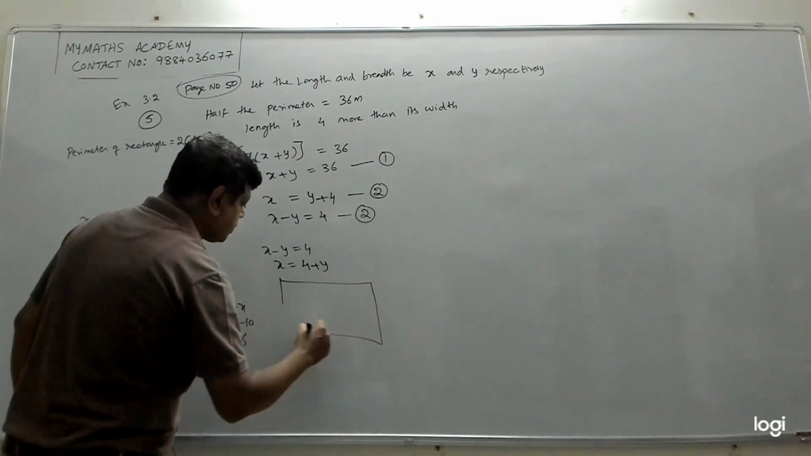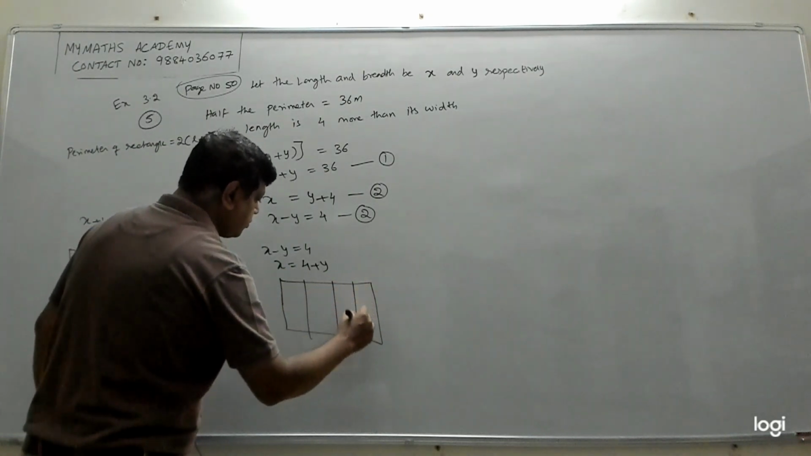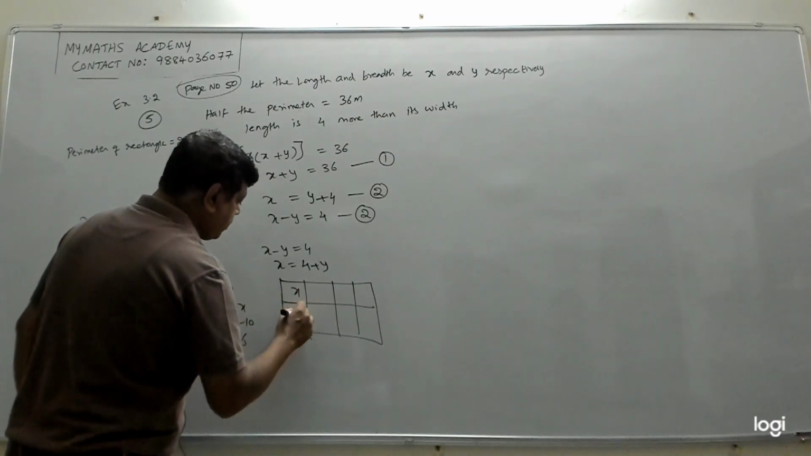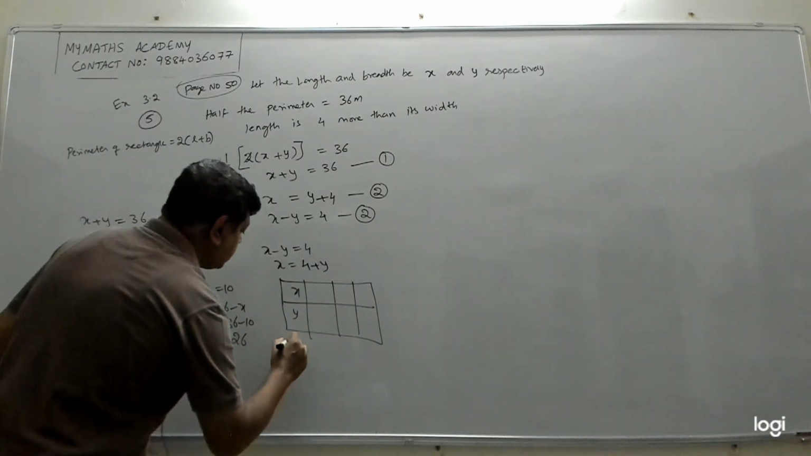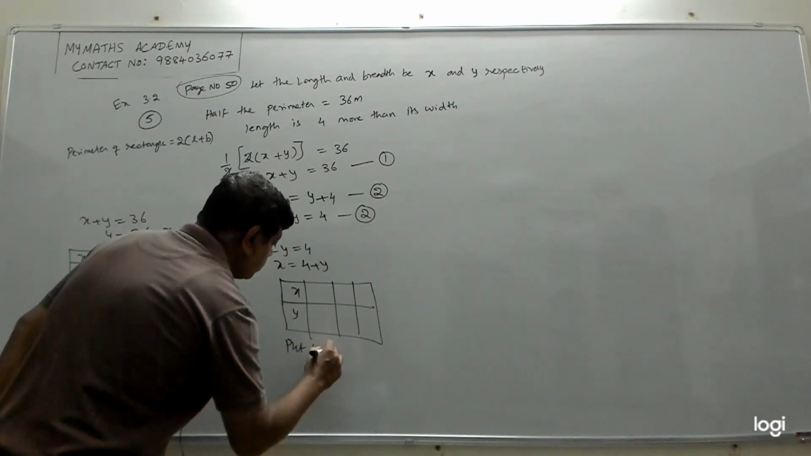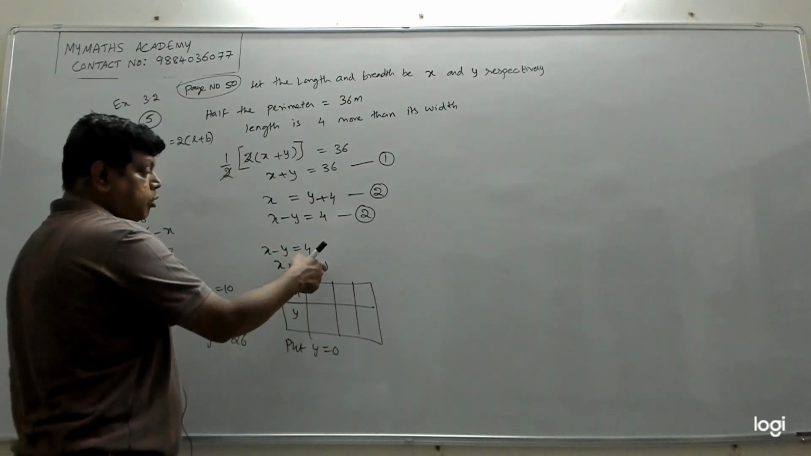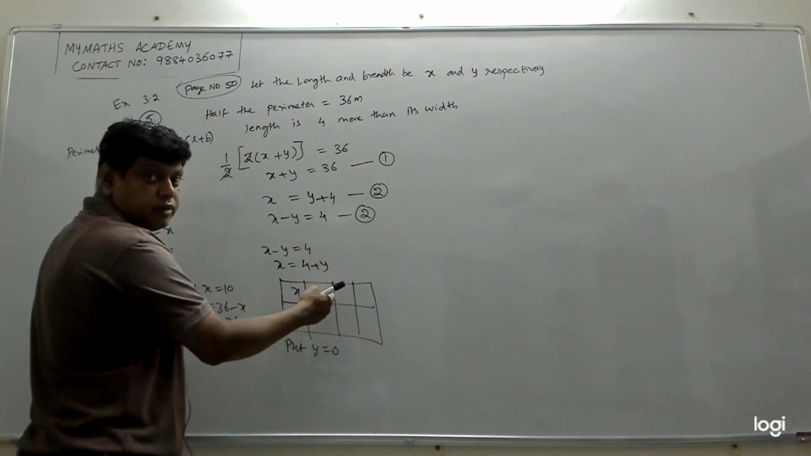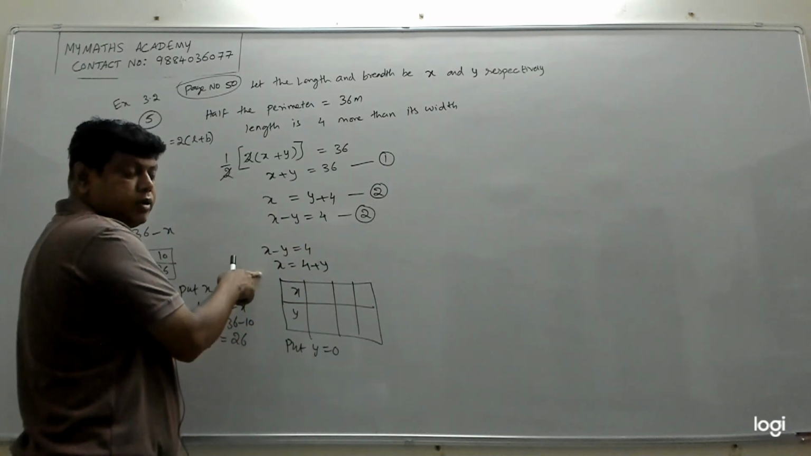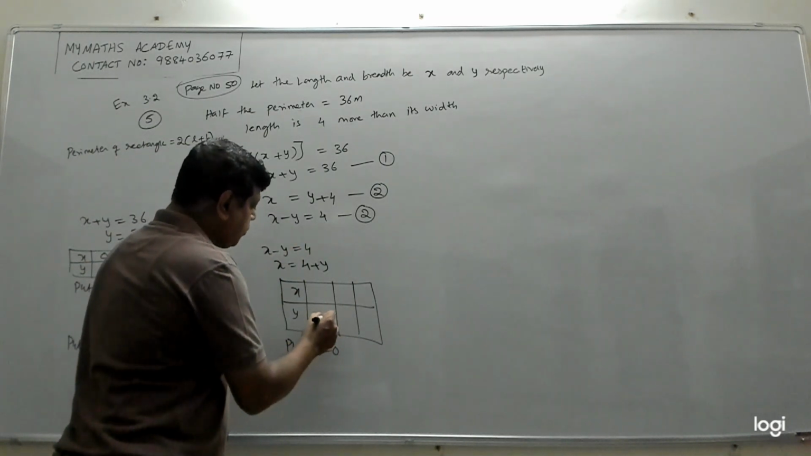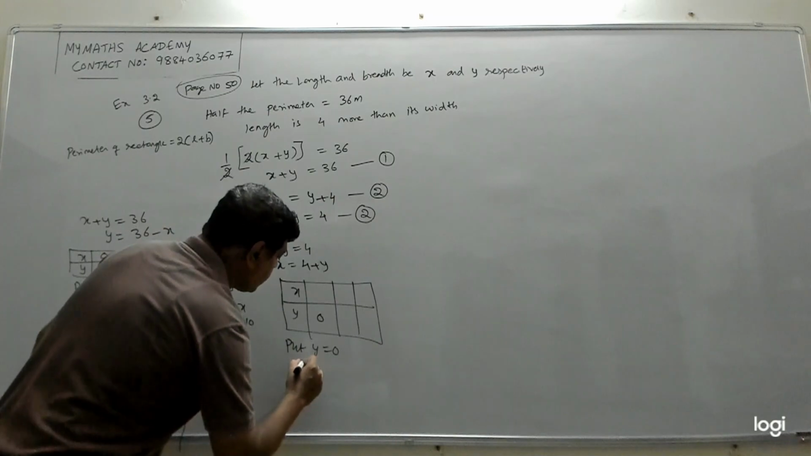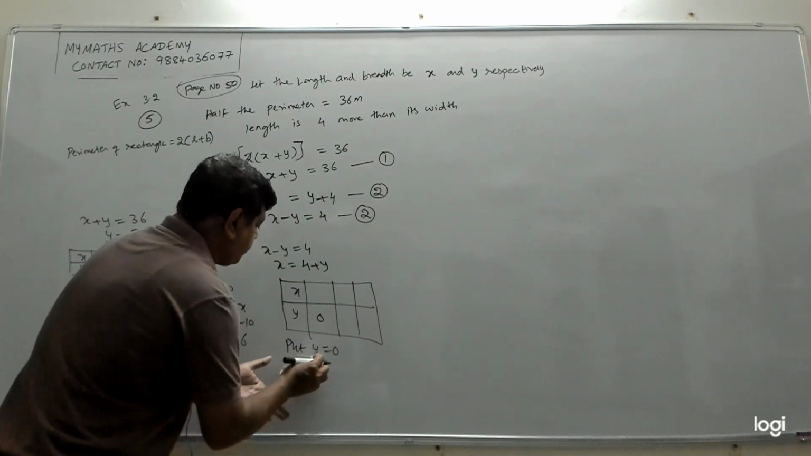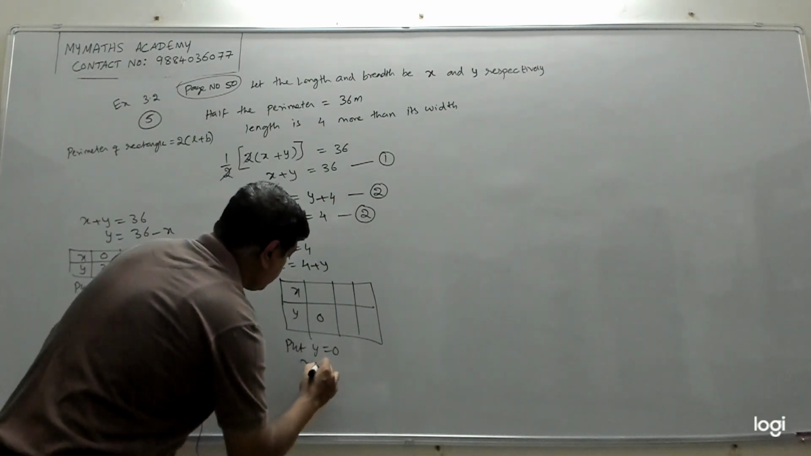So we'll put the box, x, y. Now we'll put y equal to 0. Don't put x is equal to 0. You always have to put the variable that is on the right side. That you have to substitute and get the value for the variable on the left side. Put y equal to 0. And y is 0, my x becomes, my x is 4 plus y.